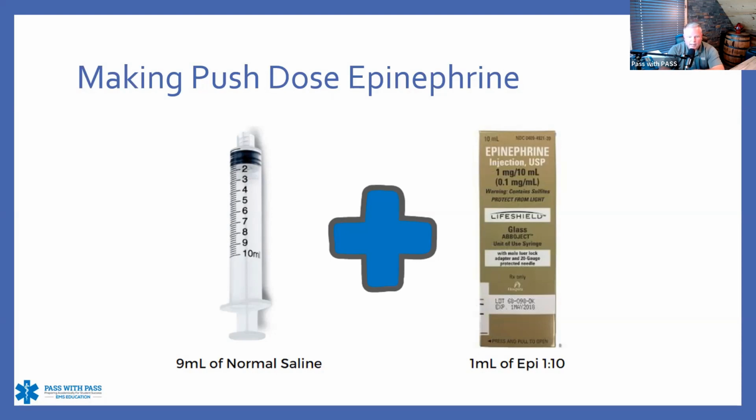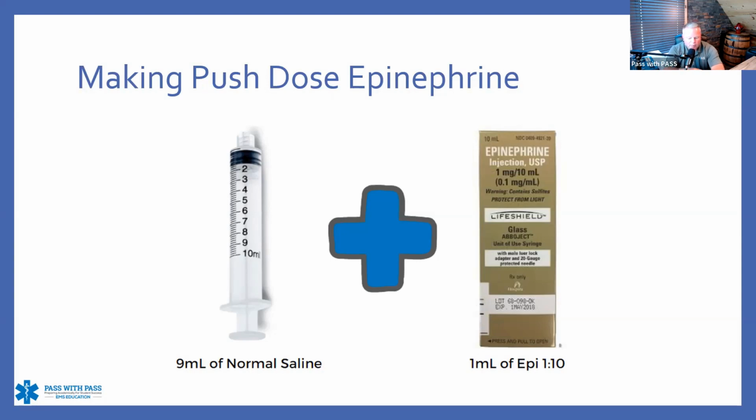So how we would make the push dose pressor is basically you're going to end up taking a 10 cc syringe that is empty, and you're going to end up pulling up 9 cc's of normal saline. And then you are going to end up taking your 1 to 10,000 epinephrine, and you're going to take 1 cc from that. So we have 9 of normal saline and 1 cc of Epi 1 to 10,000. And this is what we're going to end up doing to reconstitute that.